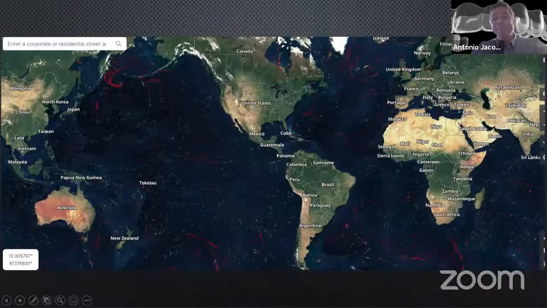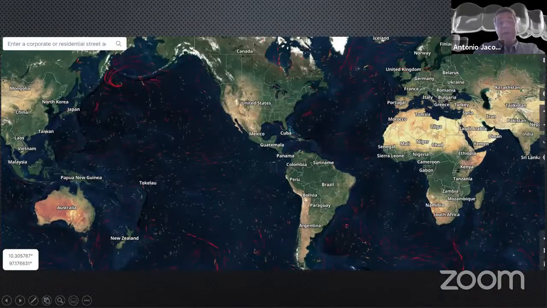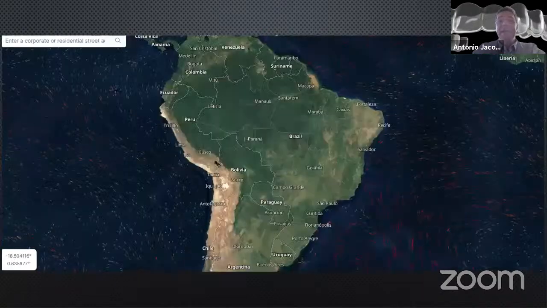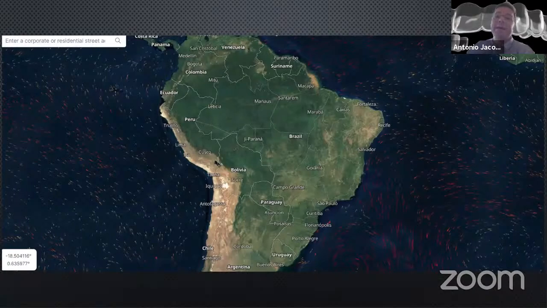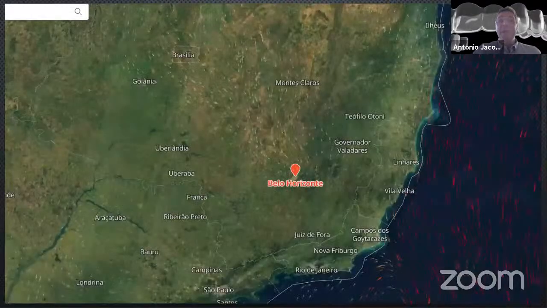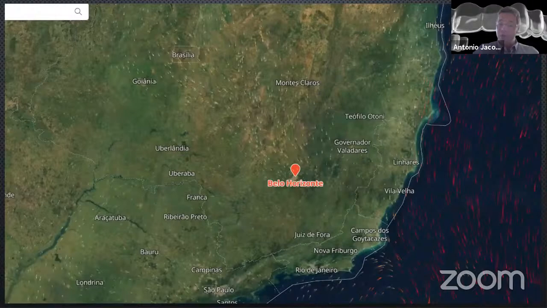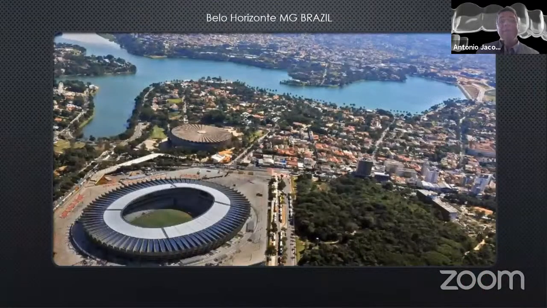So I come from Brazil. This is our huge country, and I'm from Minas Gerais. We share frontiers with São Paulo and Rio de Janeiro. We are in the interior of the country. We don't have beaches. So this is where we are right now, Belo Horizonte. And this is a picture of a neighborhood that we have here, the Lagoa da Pampulha, and our big stadium of football, soccer. Football is not American football. We like soccer more than American football.